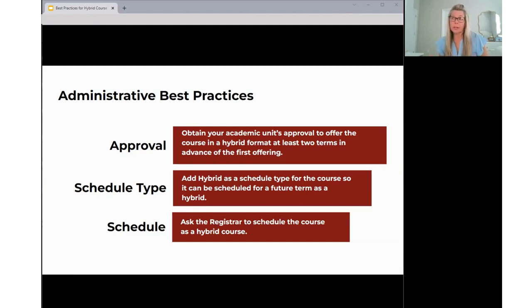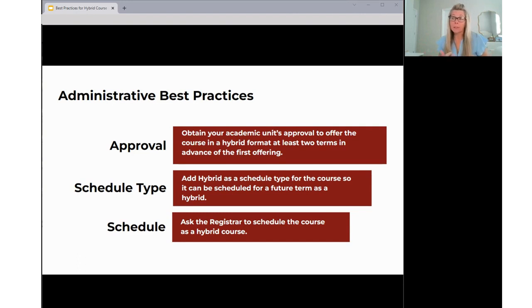So some things to consider. Will approval be required by your academic unit before you offer or decide to move to a hybrid format for a course? The recommendation is that you decide that at least 2 terms in advance because of the course redesign process and some of the internal things that need to happen, such as offering hybrid as a schedule type for the course. So when students go in to register for courses, they would see the modality as online or on campus or hybrid, and they are able to then select based on their preference.